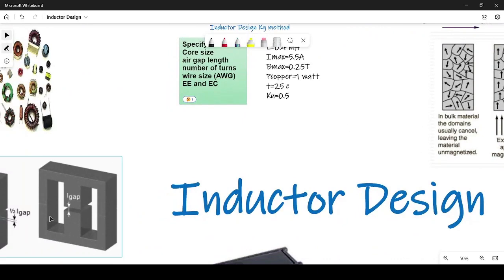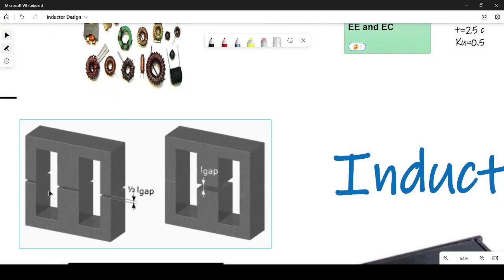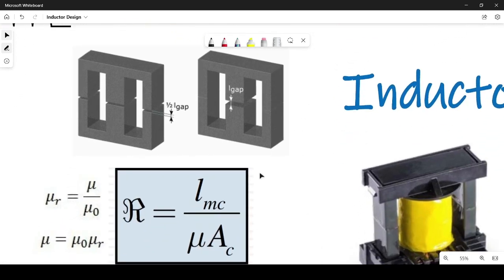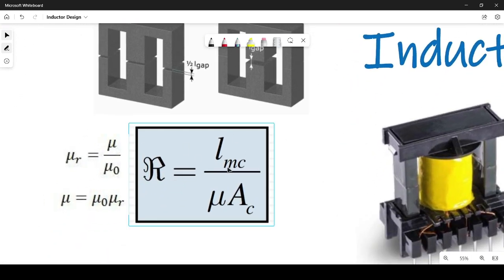What is air gap length? You have cores like this having air gap. But why are we interested in air gaps? Reluctance is equal to the mean core length over the permeability multiplied by the cross-sectional area of this core. And in air, mu is equal to mu naught. And in ferrite, mu r is a large number, like 1,000 or more. In this case, you have a larger permeability, resulting in a lower reluctance.